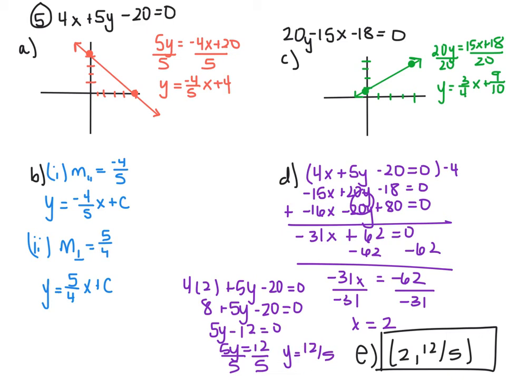So then the answer to D and the answer to E are pretty much the same thing. The answer is the coordinate 2, 12/5.